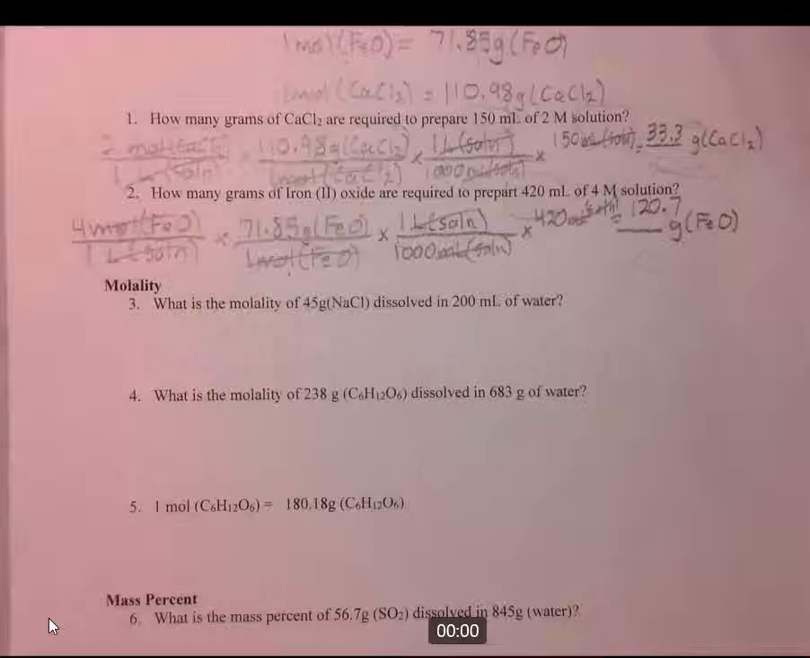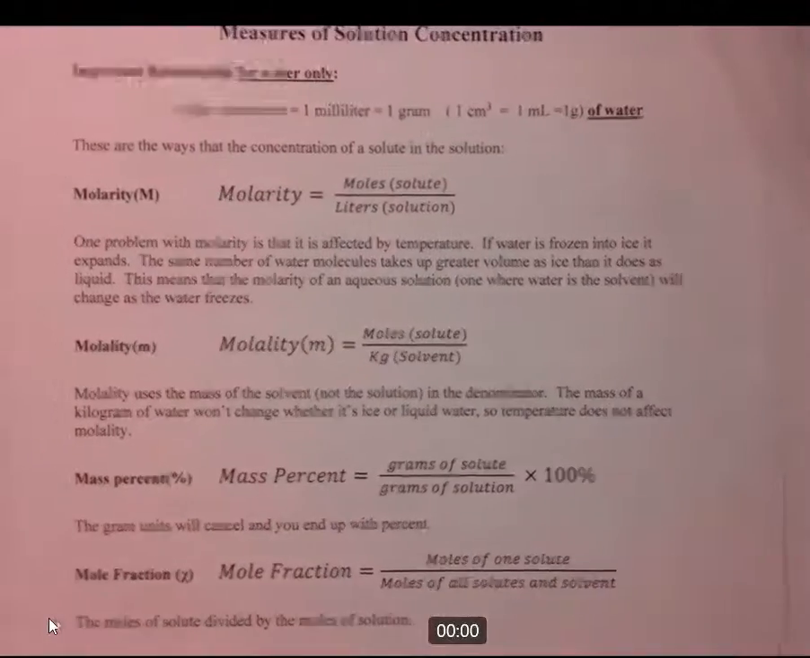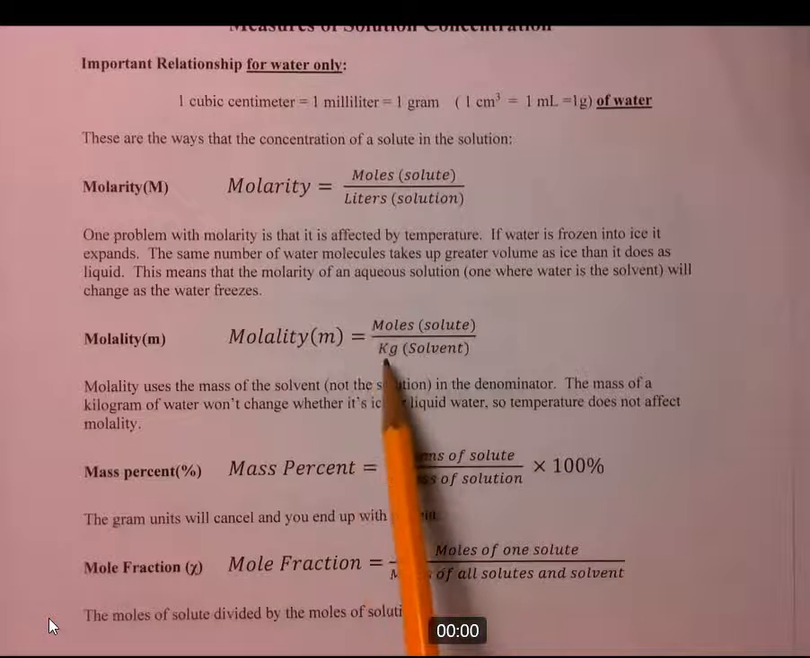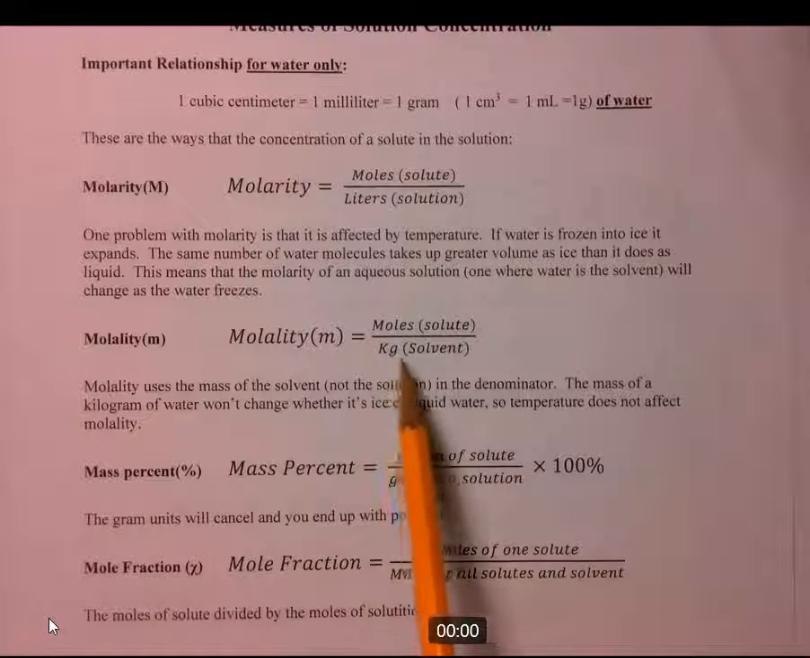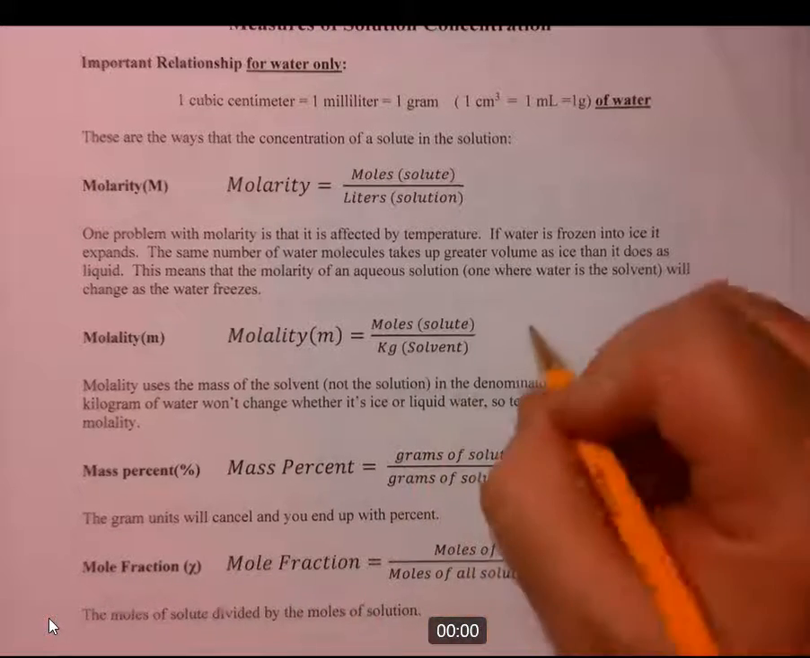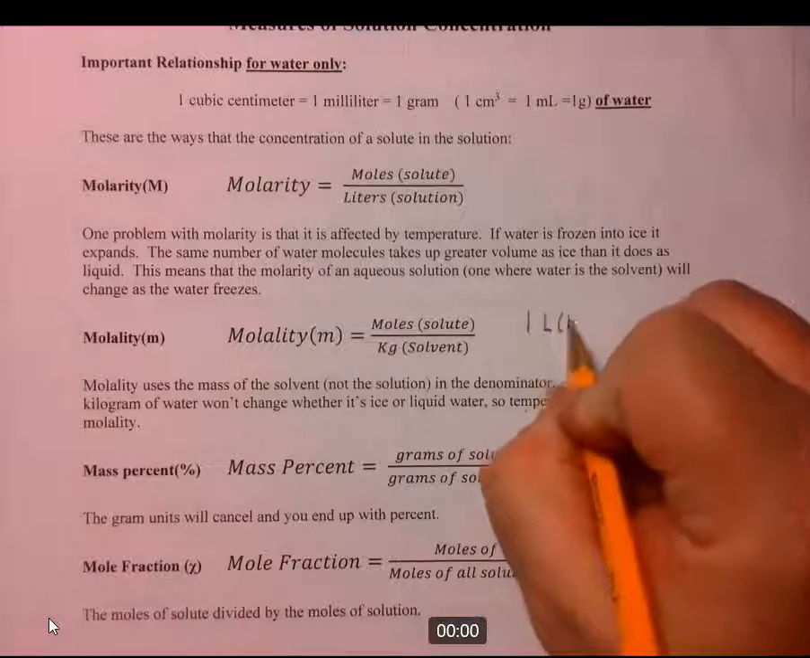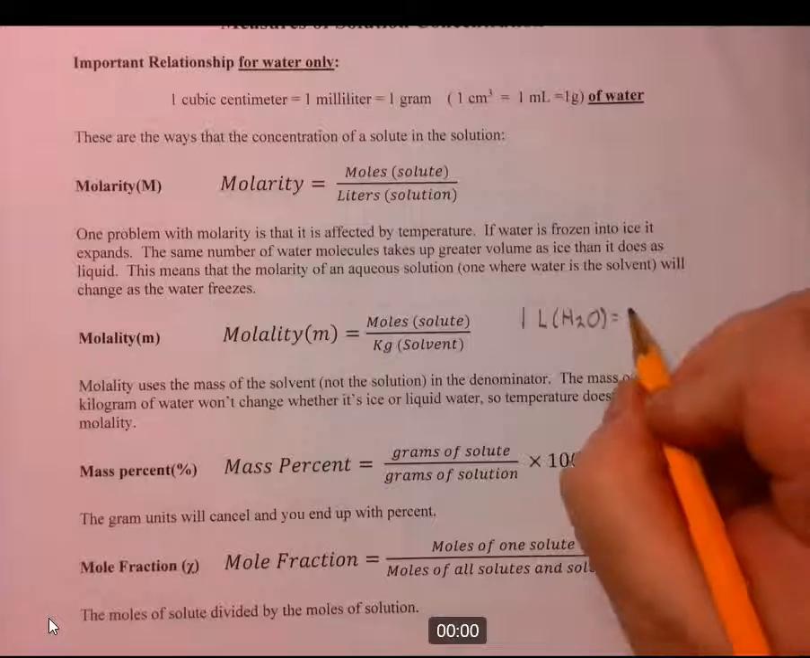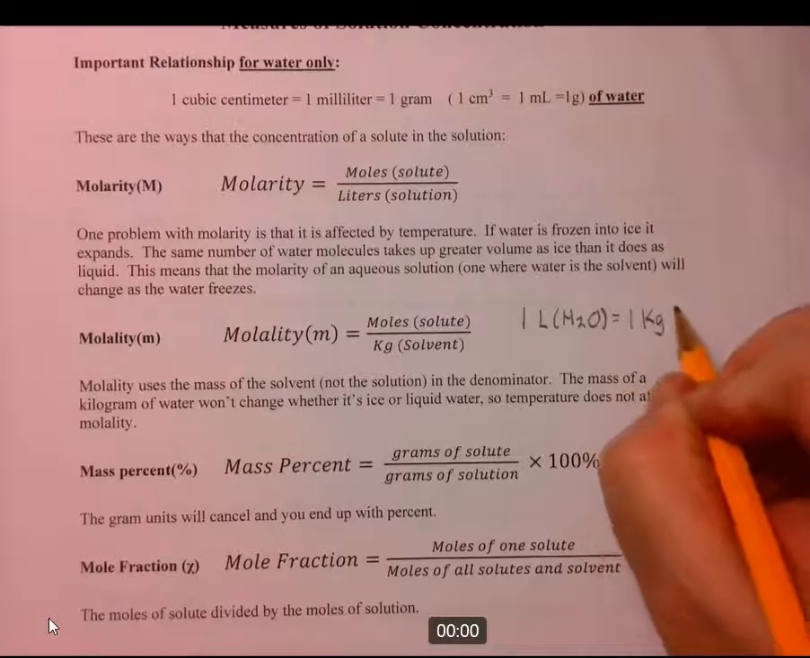Okay, so that's molarity. Let's move on to molality. So let's go back to our notes from yesterday. Let's review what molality is. So molality is moles of solute, just like molarity was on the top, but on the bottom it's totally different. It's kilograms. It's the mass of the solvent. And the solvent's always going to be water in these problems, H2O. And we know a special relationship of that is that 1 liter of H2O, this is only true for water, converts to a mass of 1 kilogram of H2O.